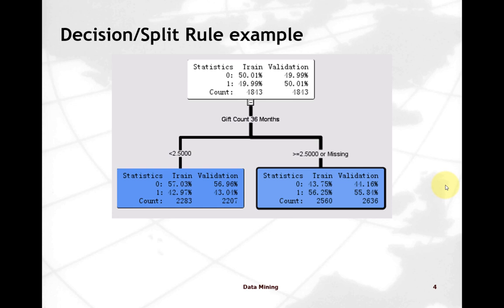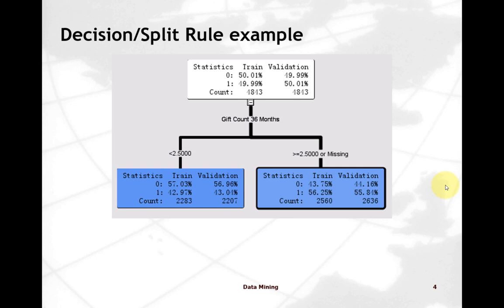In this case, this is the donation data set, right? The most informative variable is the gift count, 36 months. It's the number of gifts that the person has made within the past 36 months. And that's the most informative variable to split first on the entire sample. If this variable is smaller than 2.5, it goes to the left. If it's larger than or equal to 2.5, or if the value is missing, it's included on the right branch.